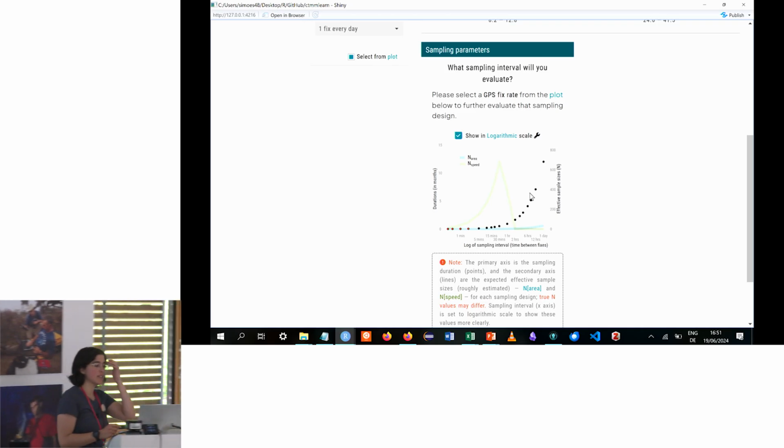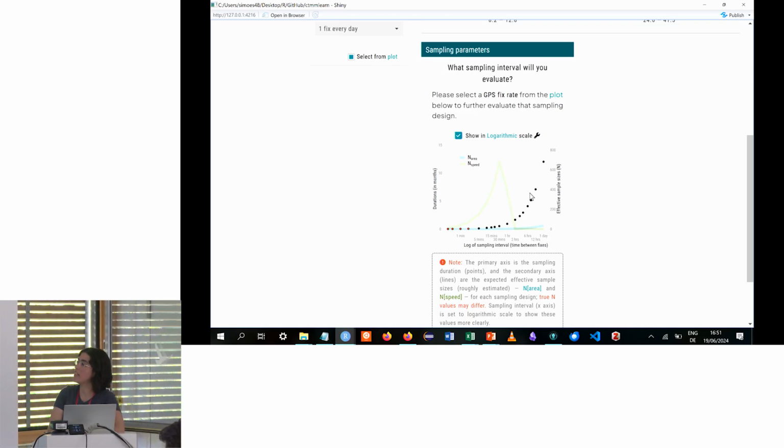Because again, remember the battery life, if you have very high frequency data, it's going to run out very fast, versus if you have low frequency being collected. So in this case, it's not very clear because it's very bright, but there is information on the roughly estimated effective sample sizes for area and for speed. And the speed is the green one, and the area is the blue one.